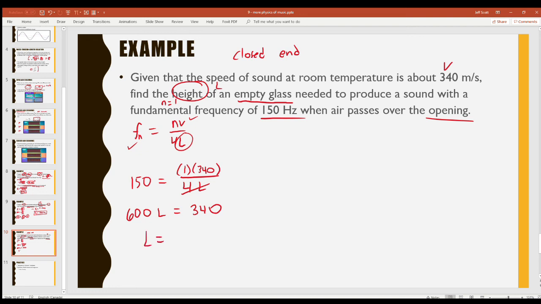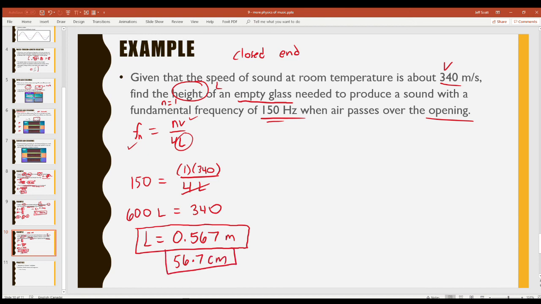And again, with L, we're only going to want 3 sig digs, judging by our question, because we had 3 sig digs here and 3 sig digs here. So for 3 sig digs, I'm going to round this to 0.567. And since that's a length, that's going to be measured in meters. So the length of this glass, pretty tall glass by the looks of it, is going to have to be 0.567 meters, or if you prefer, you could call that 56.7 centimeters. Either one of those answers are totally acceptable.